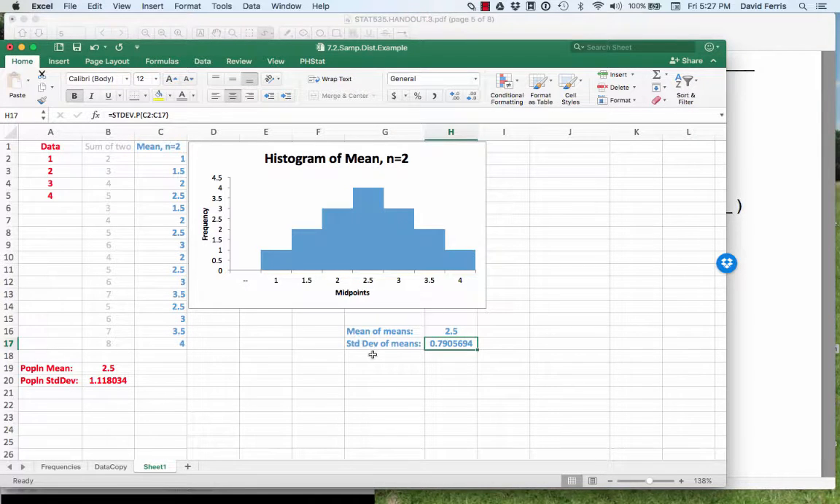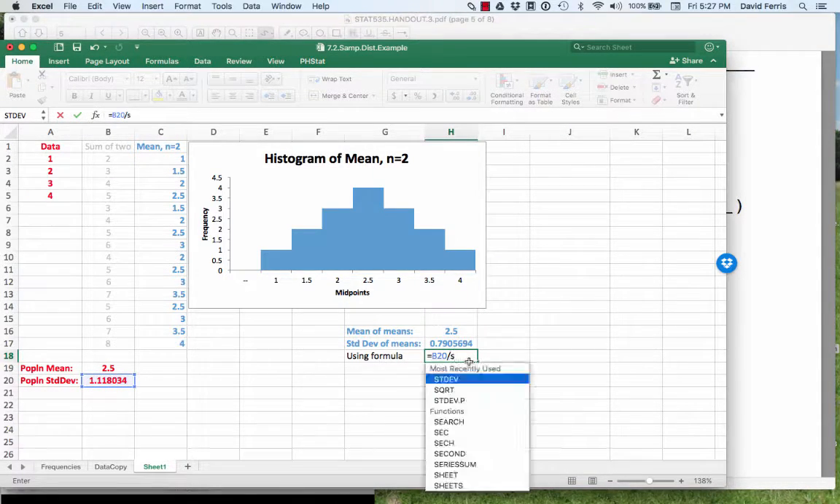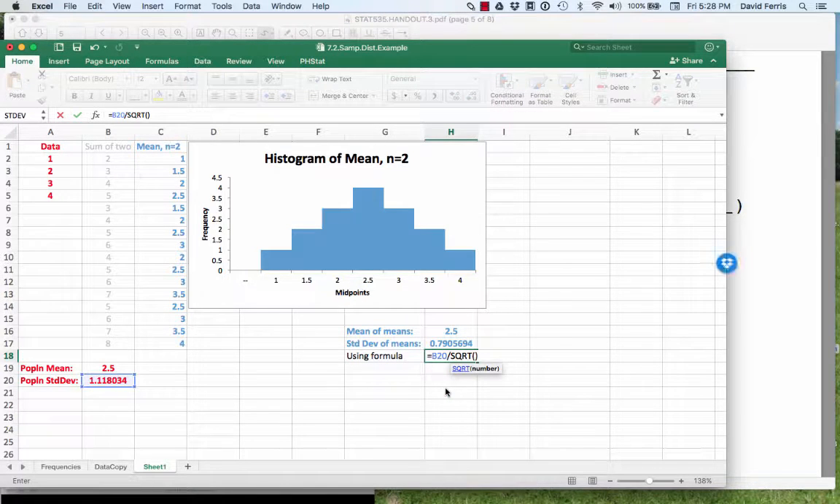However, there is a formula. Another way to find it is to take the standard deviation of the population, 1.118, and divide by the square root of the sample size. So let's just see if that really does work here. Let's type a formula that says, I want to take this number, 1.118034, and divide by the square root, SQRT, of 2. And when you hit enter, you'll notice it really is the same.